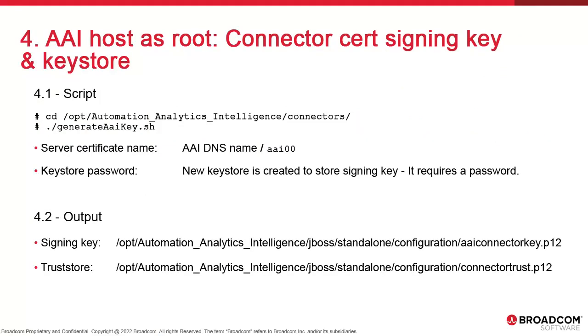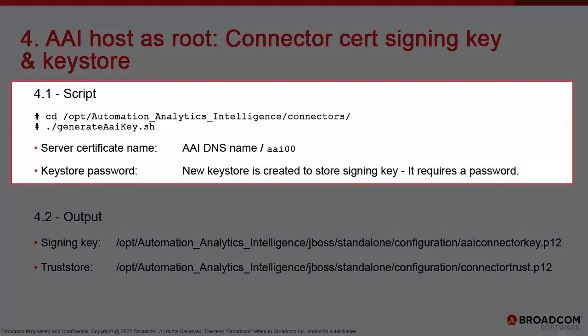We can start deploying TLS for the connector. We want the connector framework to connect to the AAI server over TLS. We therefore need to be able to generate certificates on the AAI server and then import those certificates on each of the connector hosts. We work on the AAI host as root. We have to generate a key using generateAAI-key.sh, which can be found in the connector subdirectory. We'll use it to sign the certificate that we'll install in the connector host.